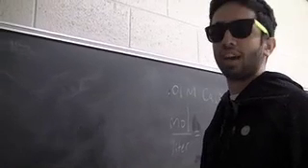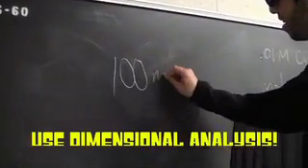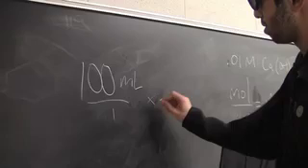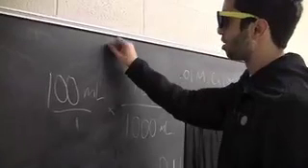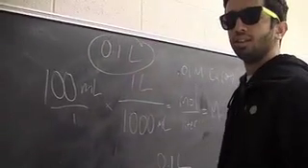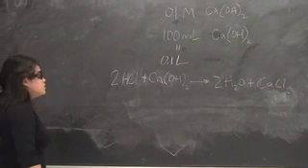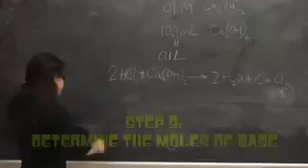This sounds like a job for Captain Conversion. So we know that we have 100 milliliters, and we need to convert this into liters. So we multiply, and that gives us 0.1 liters. Now that we have the volume of the sample in the correct units, we can use the equation for molarity to figure out the number of moles that are in the sample.